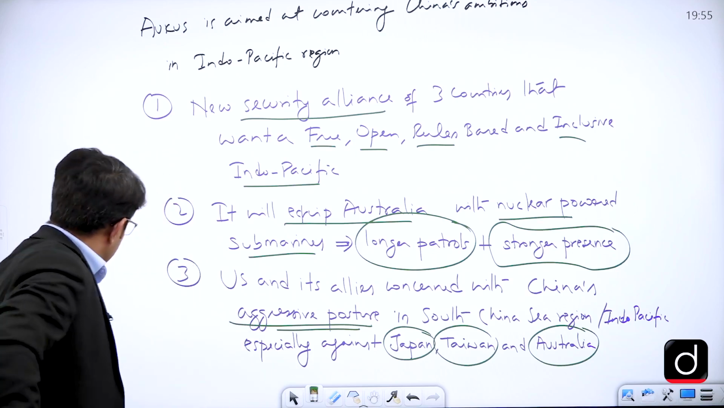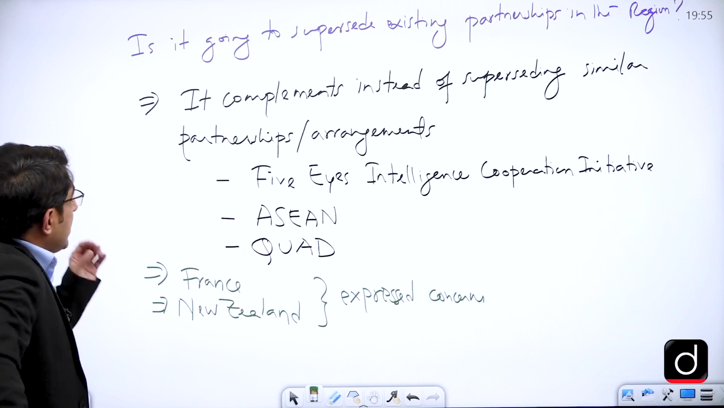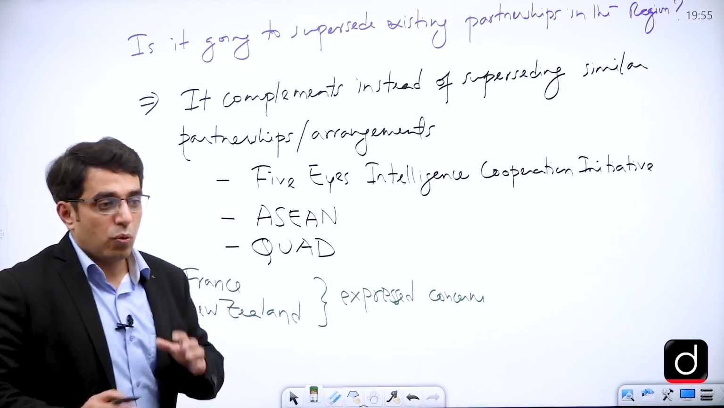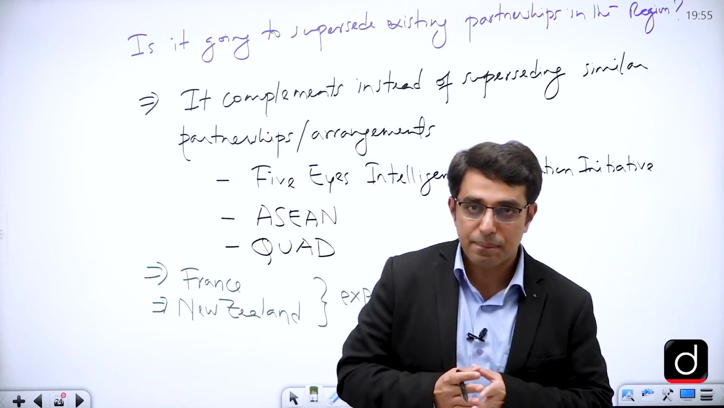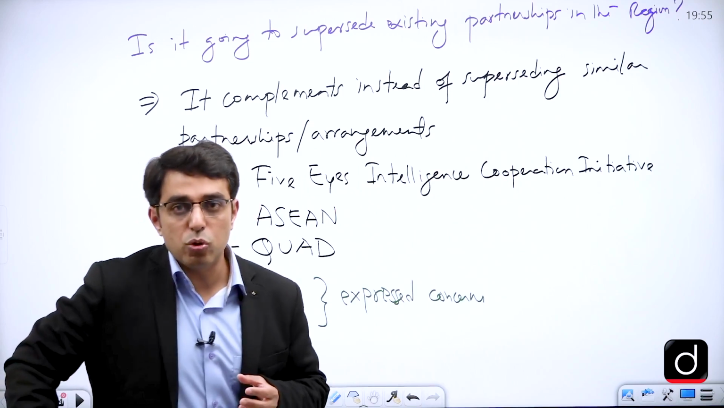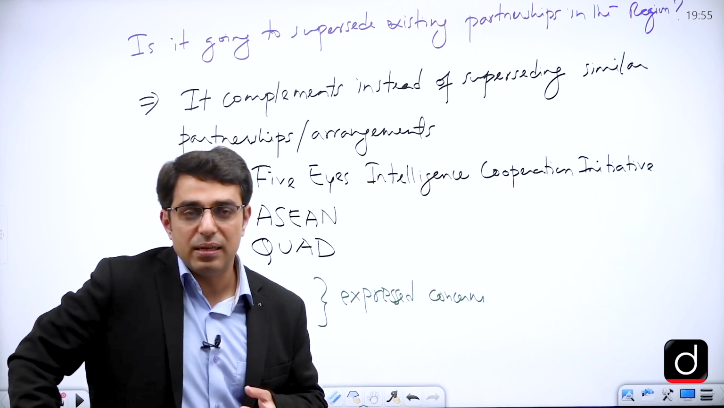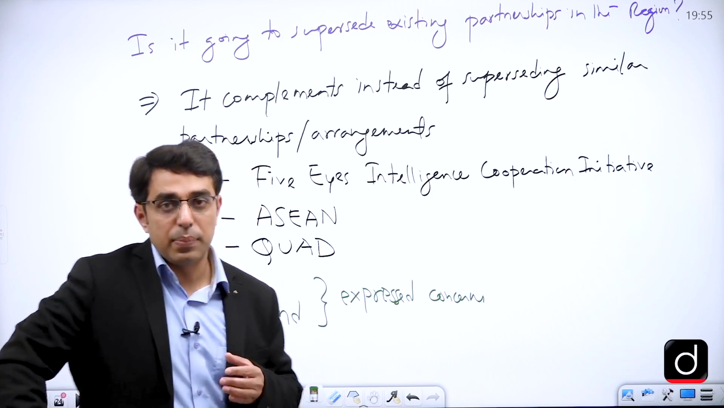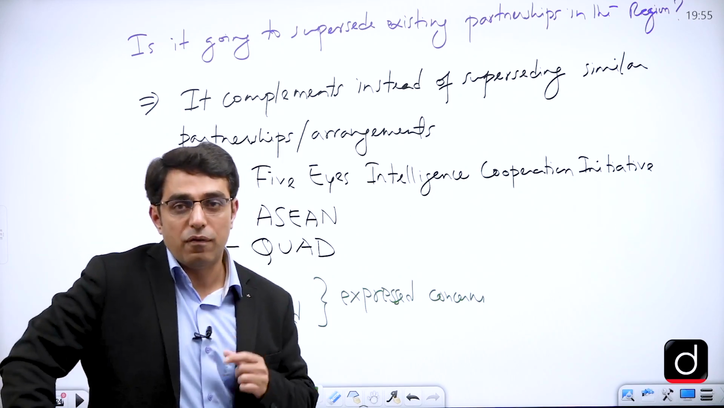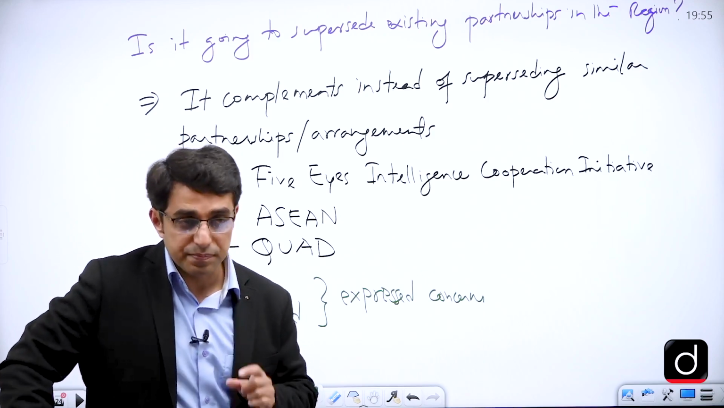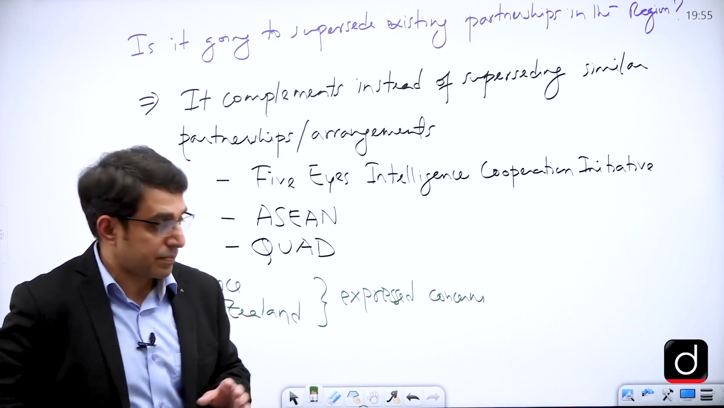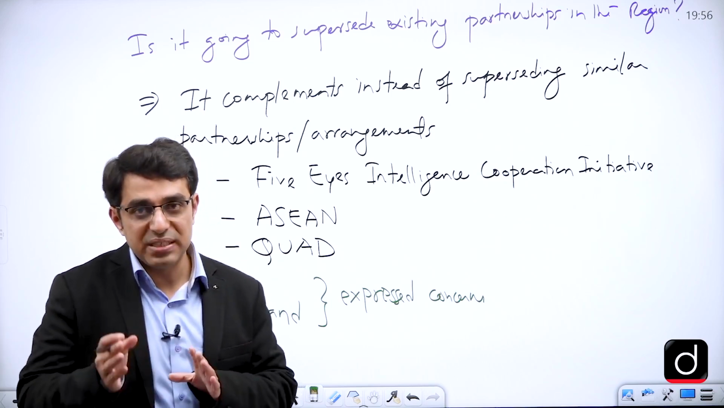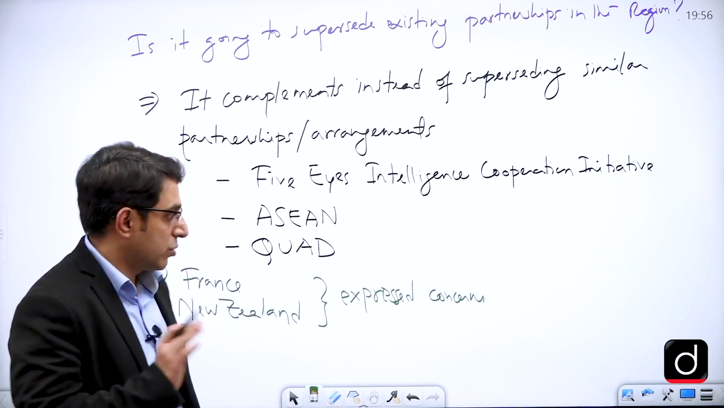In the next part, a small question has been asked: is AUKUS going to supersede the existing partnerships or arrangements in the region? One arrangement that obviously comes to mind is the Quad. AUKUS is not going to supersede, rather it is going to complement Quad, and that is true for other arrangements as well. For example, Quad recognizes the centrality of ASEAN, the Association of Southeast Asian Nations, for the Indo-Pacific region. Similarly, AUKUS will act complementary to that. It will not try to supersede these arrangements, but it remains a security alliance. That point needs to be made here.